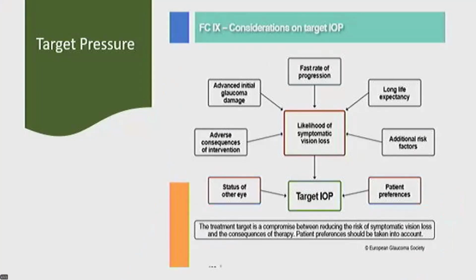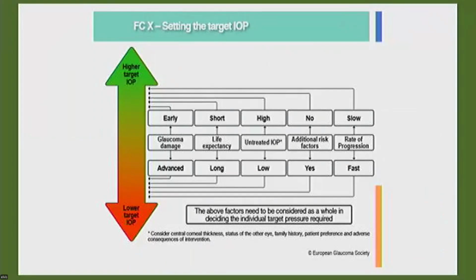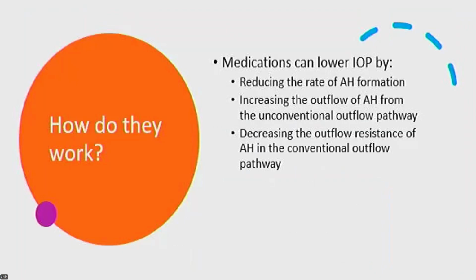Now, with target pressure, there are so many considerations in deciding what your target pressure is: whether the person is expected to have a fast rate of progression or actually has a demonstrated fast rate of progression, whether the glaucoma is advanced at the initial stages, and that then goes into whether you are thinking of having a low or a high target pressure. Therefore, the target pressure is set for each eye of every individual patient. It's not something like a formula.